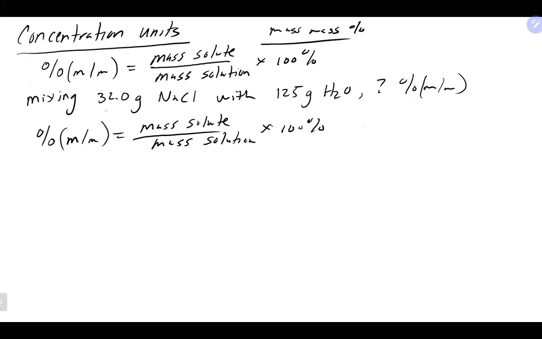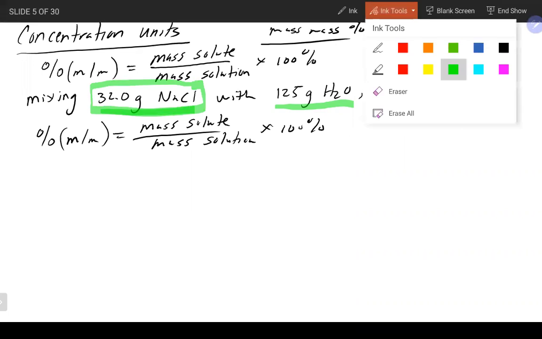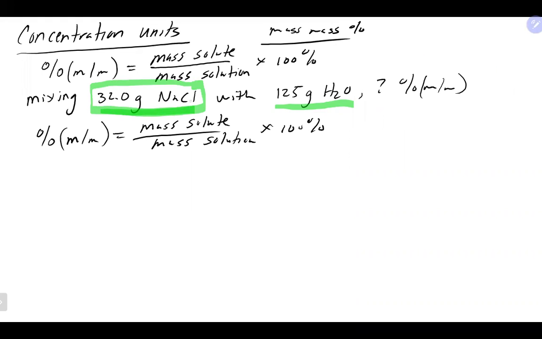When we look at what was given to us, we have two things: the sodium chloride and the water. In this case, which one would be the solute? The solute is the smaller part of the solution, so it would be the sodium chloride, right? That's the smaller part of the solution. So that guy right there would be our solute. The sodium chloride would be our solute, and our water here would be our solvent. So the mass of the solute in this case is pretty simple. It is the 32 grams, right?